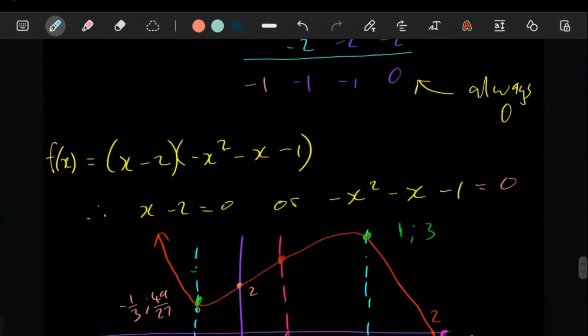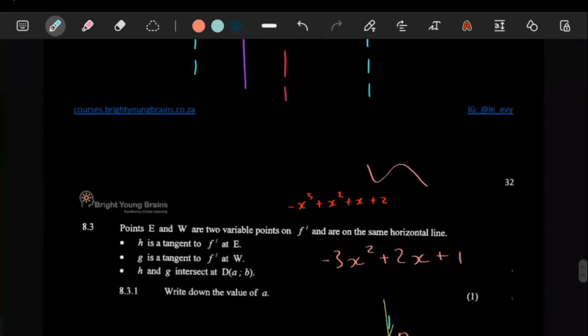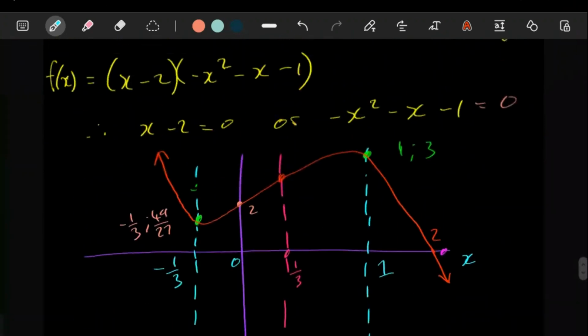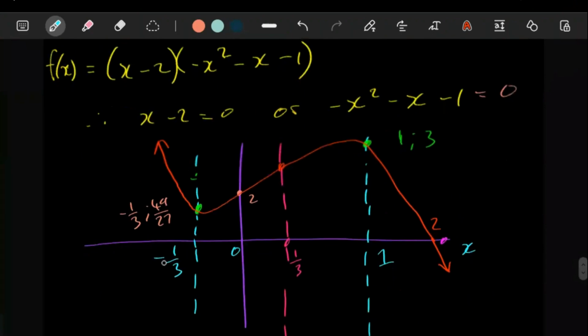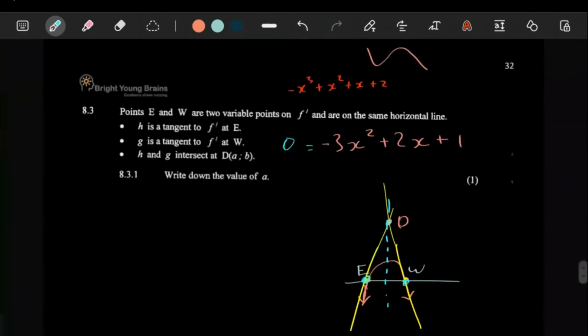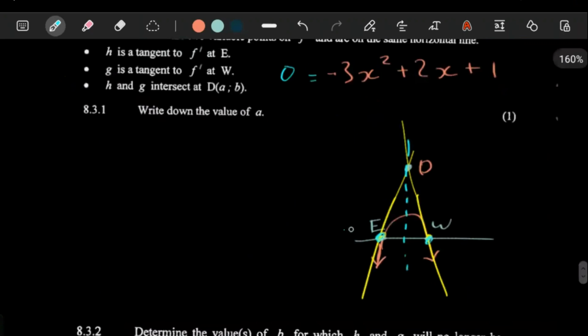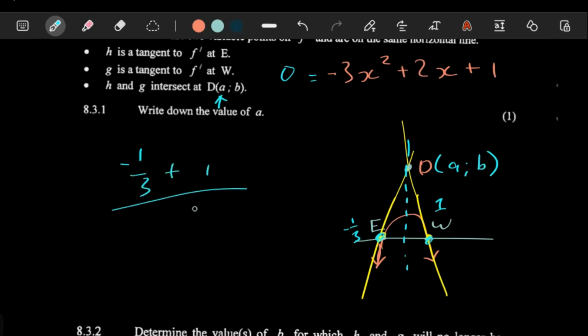Remember, these are the points where your first derivative is equal to 0. So if you make your first derivative equal to 0 and solve for x, you're going to get negative a third and positive 1. In the middle of negative a third and 1, that's where you're going to get the x value of d, which is whatever the a value is. So we need to get the middle of negative a third and 1.